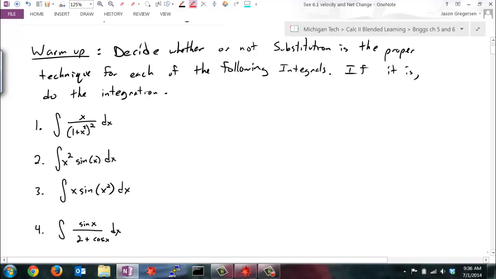All right, so let's get started with this warm-up here. So we have 4 integrals, and the first question isn't go ahead and do these by substitution, it's should we even use substitution? So yesterday we kind of reminded ourselves all these things about the integral, the definition, the fundamental theorem, all this stuff. But as far as actually doing integrals, we only have a couple techniques so far.